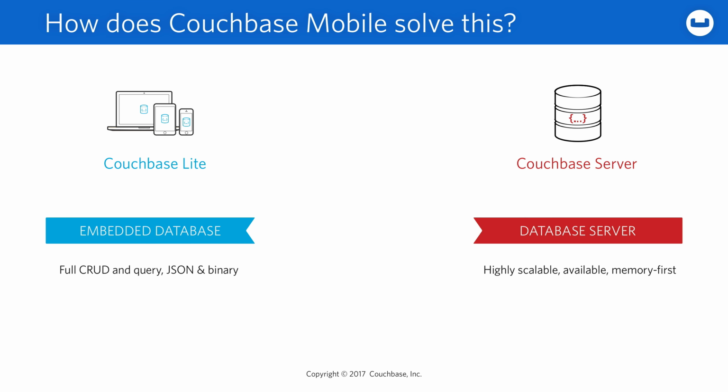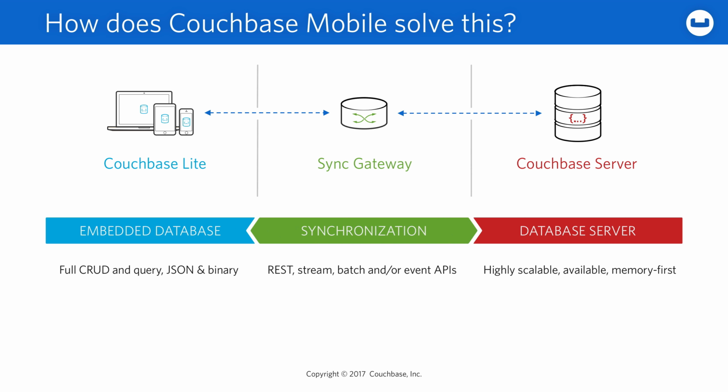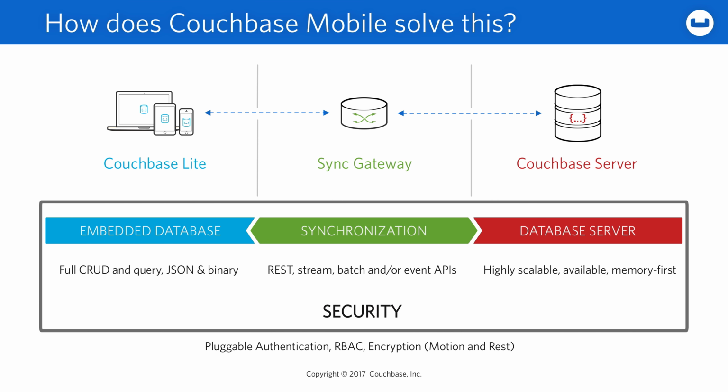At the other end, you have Couchbase Server, a highly scalable, highly available, memory-focused document database server. Between these is the Sync Gateway, which synchronizes data between Couchbase Lite and Couchbase Server as network capability is available on the mobile end. It supports your development team with REST, streaming, batch, and/or event-based APIs. All of this is secured with pluggable authentication, roles-based access control, and encryption both in motion and at rest. Let's go a bit further.